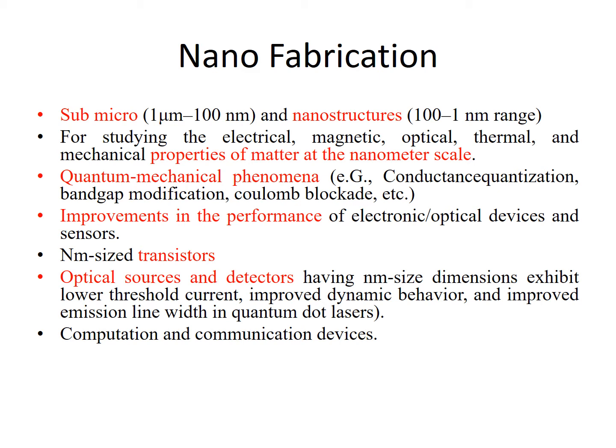Also, quantum mechanical phenomena, for example, conductance quantization, band gap modification, Coulomb blockade, all this comes in quantum mechanics, that is studied at the nanoscale. So nanofabrication or nano components, nano patterns are required for this. Electrical and optical devices, when they are made at nanoscale, their performance is quite good. We have seen different improvements, and they can be used for various purposes. So nanofabrication is used in that.